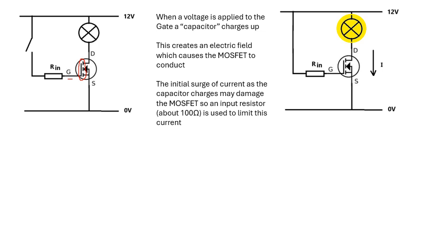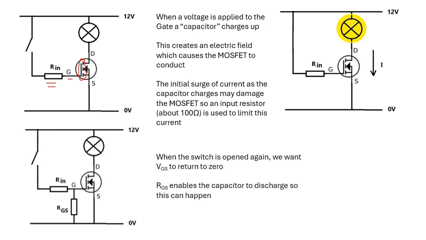Okay? We say the capacitance charges up, so initially there's a little surge of current as the capacitor charges up. So we have this resistor here which protects the device. It protects the MOSFET so that little surge of current doesn't damage it.